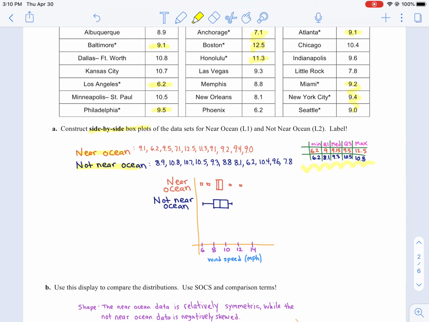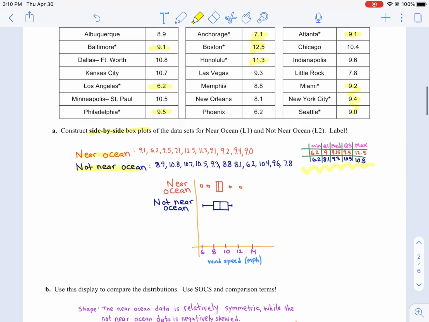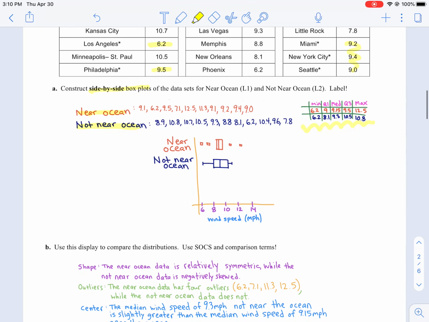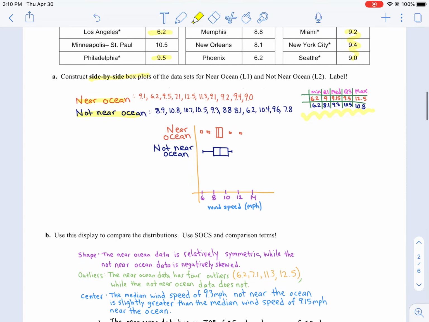So in your calculator, you want to enter those data in list 1 and list 2, and then you're going to press second y equals. We want to make sure our plots are on, and you want to select the box plots, and you want to make sure plot 1 and plot 2 are on at the same time, and then you'll get both of these plots to be graphed at the same time. And so once again, we want to label our graph appropriately.